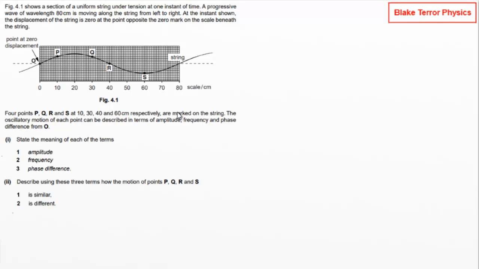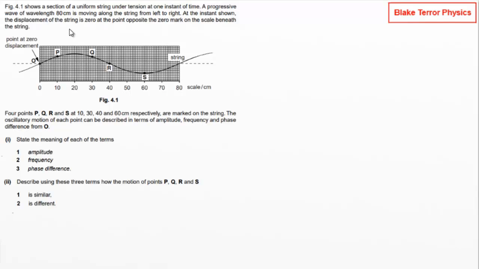Hello, yes, it's time for some waves practice questions. So we've got here figure 4.1 shows a section of a uniform string under tension at one instant of time, right? So it needs to be under tension in order to transfer the wave. You know, you can't play a guitar with slack strings.